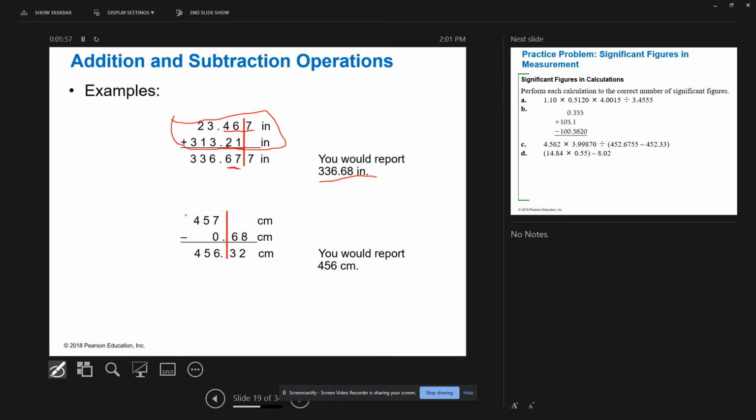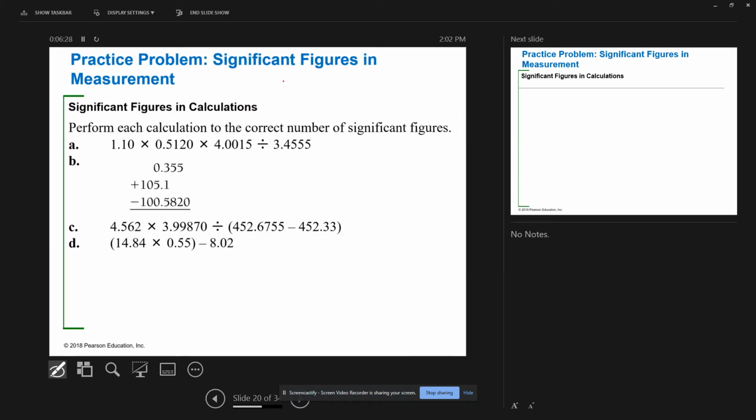This one here, I'm doing 454 minus 0.68. Okay, this one here has 0 decimal places, so there's none. This one here has 2. Which one is less? The less is 0. So when I do this math, I'm going to round it to 0 decimal places, so I get 456 for my answer. Okay, I'd like you to take a moment and go ahead and work these problems out.